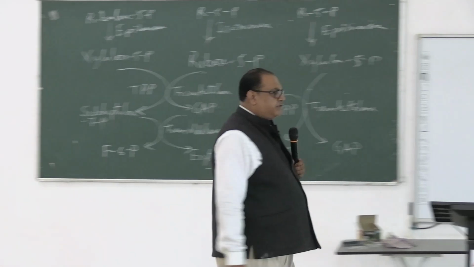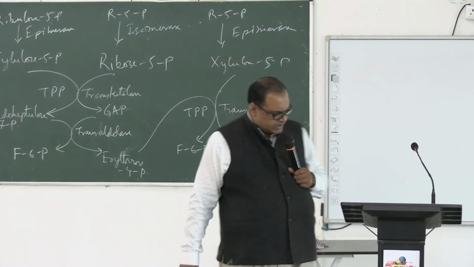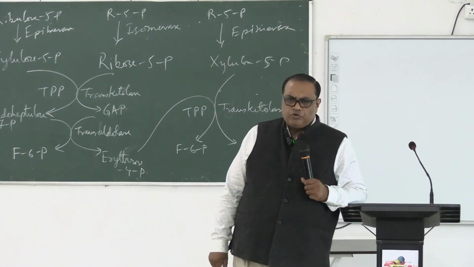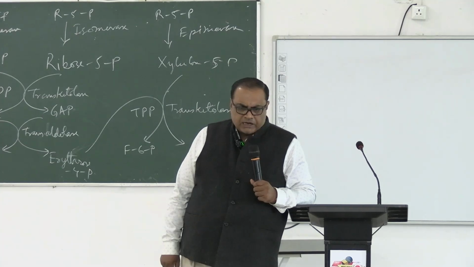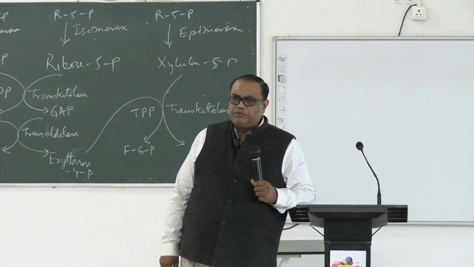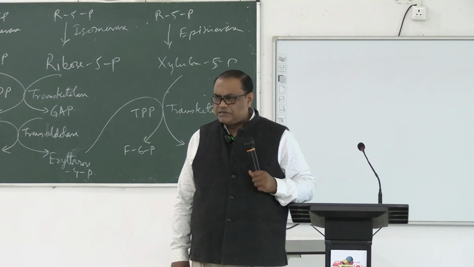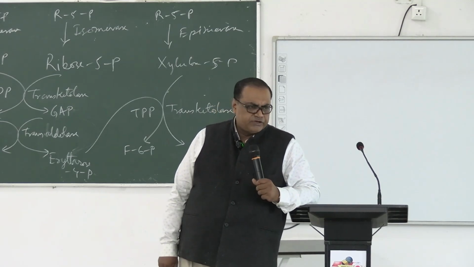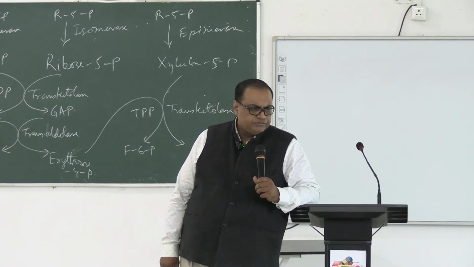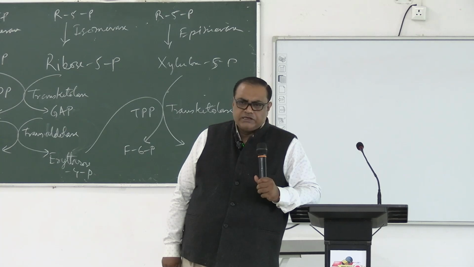Transketolase enzyme always requires TPP as coenzyme. Transketolase transfers a 2 carbon compound. Transaldolase transfers a 3 carbon compound. Correct? So the first reaction, transketolase, occurs between xylulose 5-phosphate and ribose 5-phosphate to produce 5 minus 2, glyceraldehyde 3-phosphate, and 5 plus 2, sedoheptulose 7-phosphate.